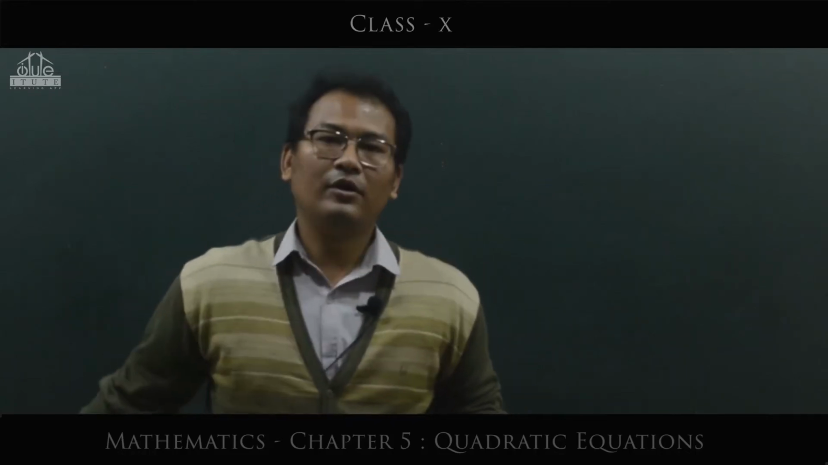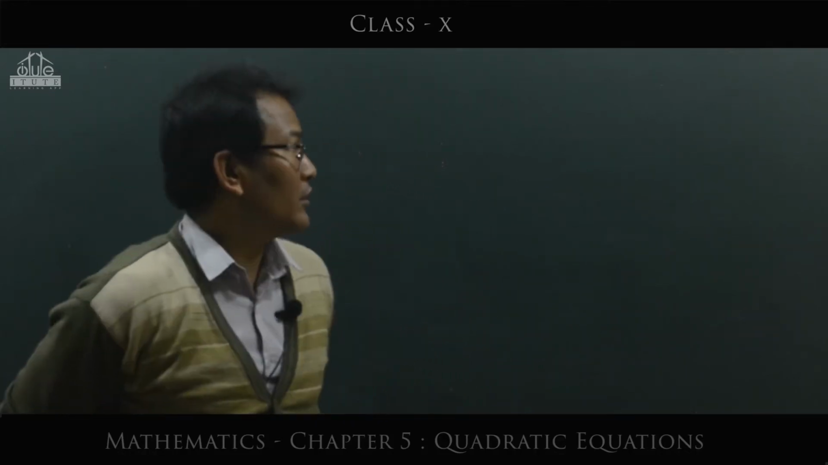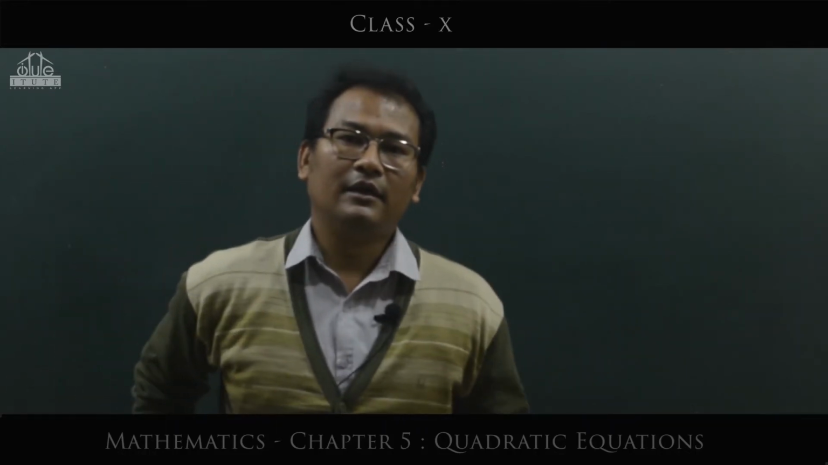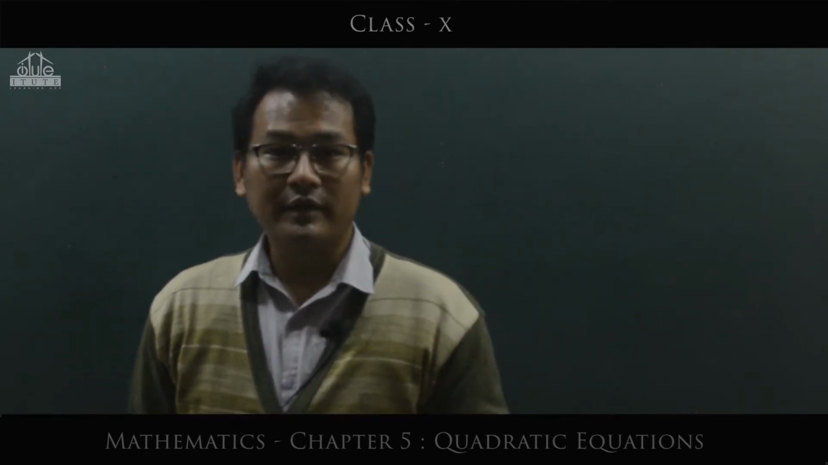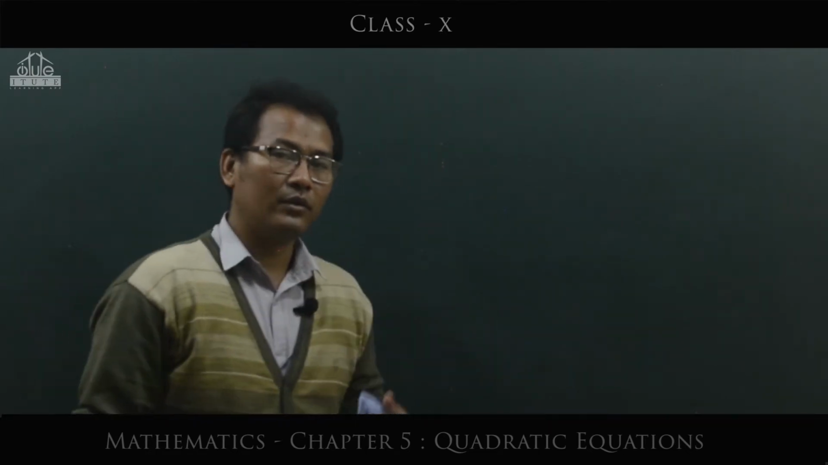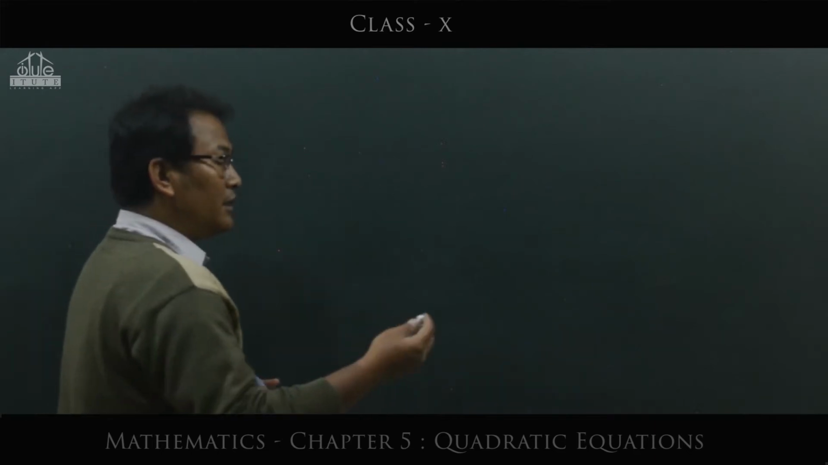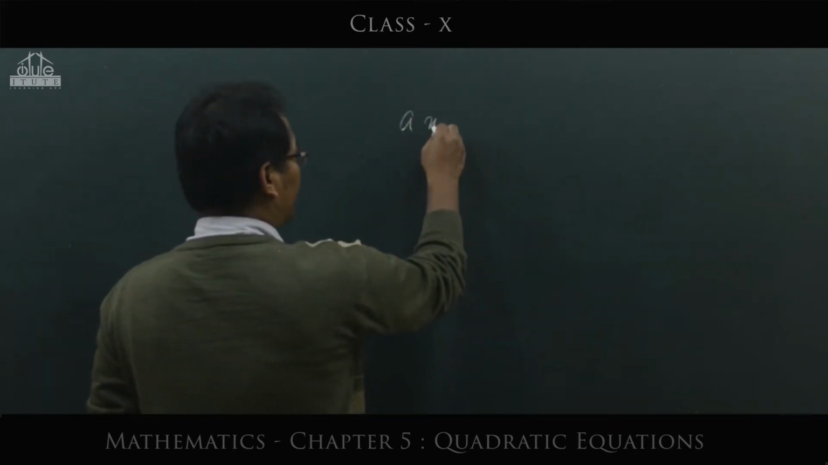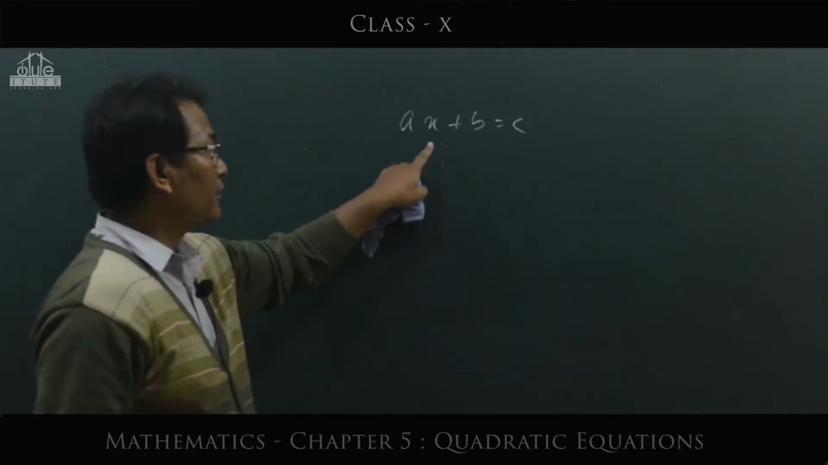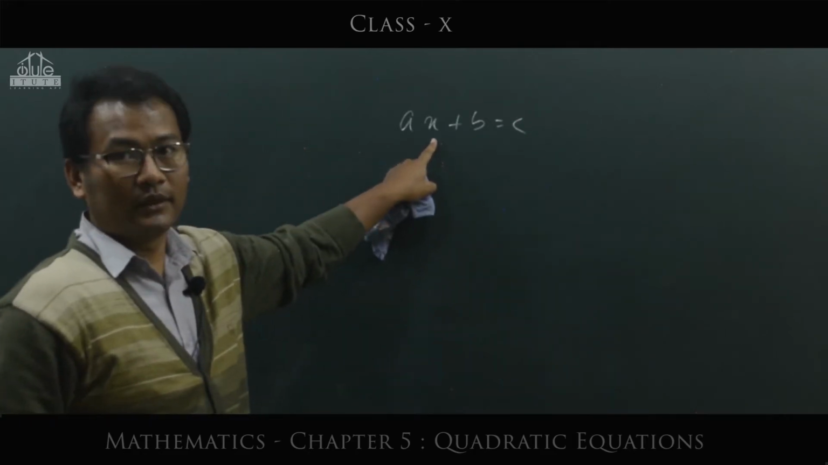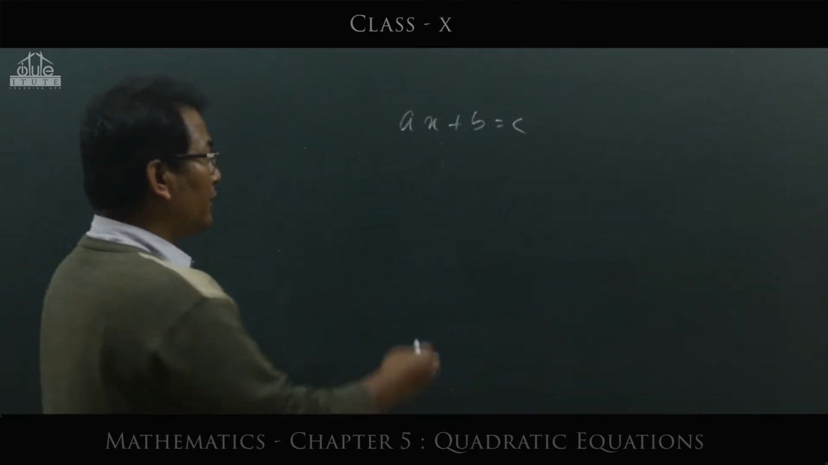Hello friends, now we'll be talking about quadratic equation. If you have gone through the pair of linear equation in two variables, I've also talked about what you mean by linear equation. Linear equations are those where the power of the variable is 1, that is degree 1.